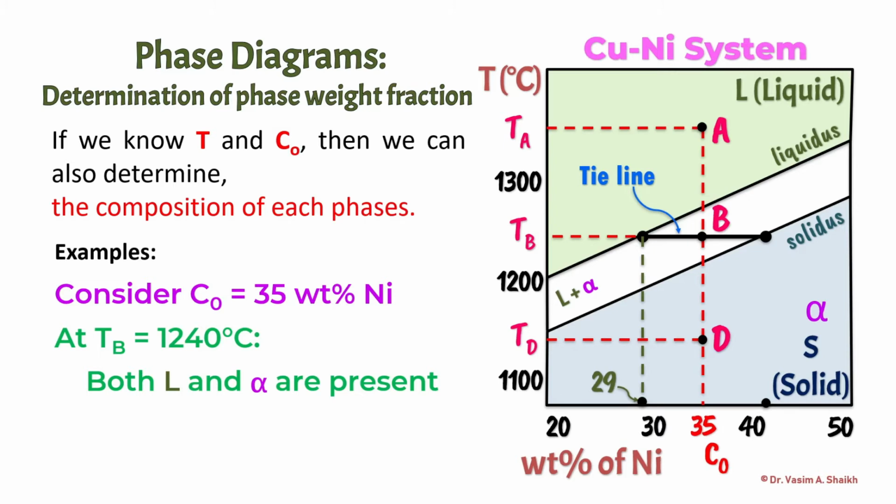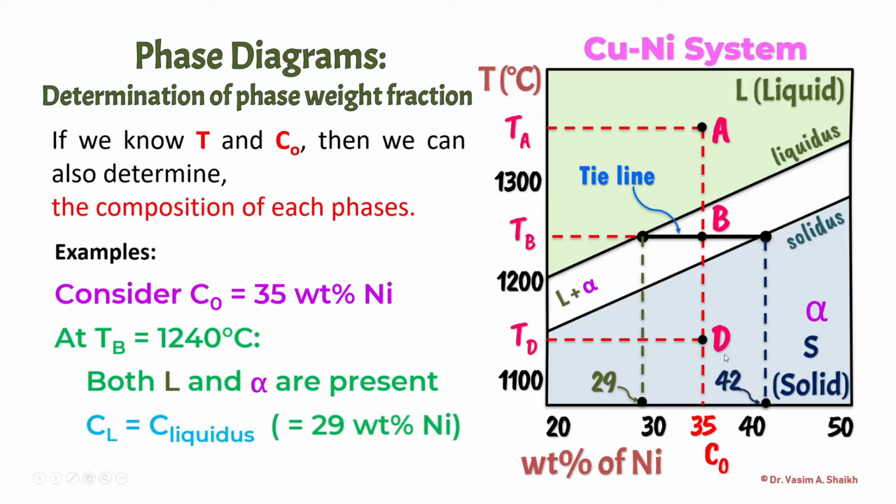So the liquid at point B will have 29 weight percent of nickel, and the solid, so we have to draw a vertical line from this particular solidus line, and we know that there it is around 42 weight percent of nickel. So the composition of liquid is around 29 weight percent nickel, the composition of solid is around 42 weight percent of nickel at this particular point B.